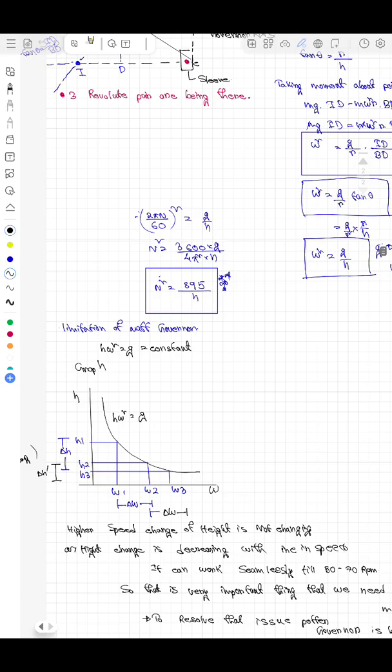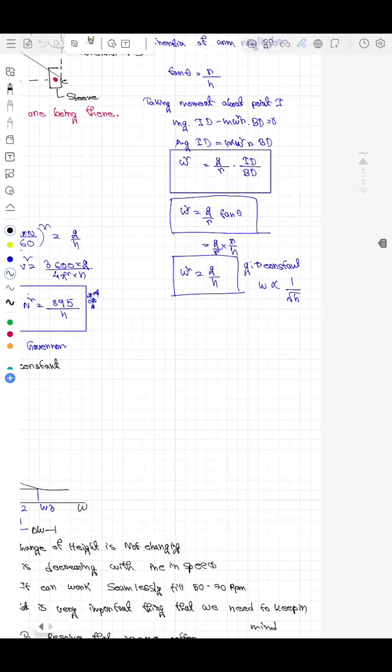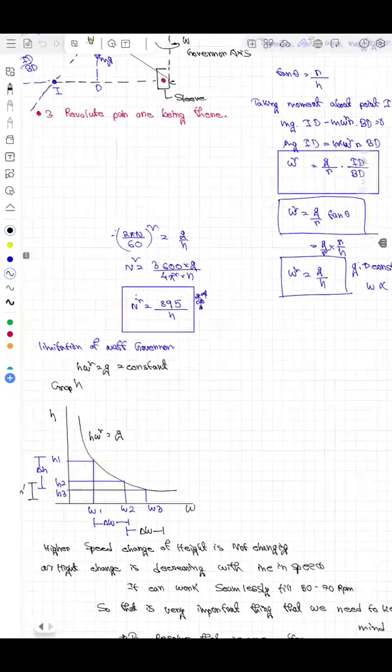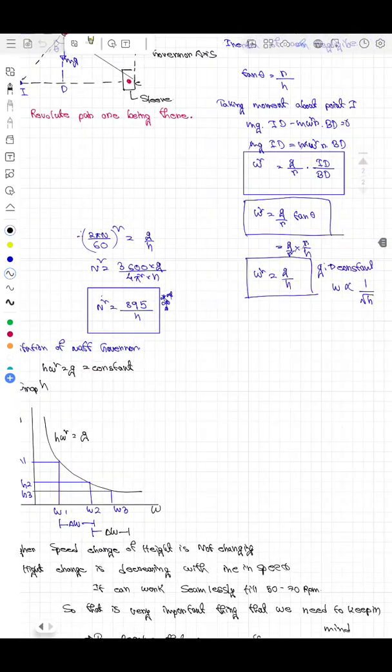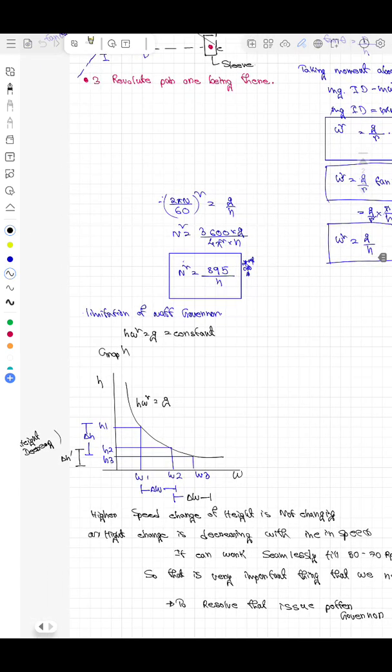If hω² equals constant, what will happen? hω² equals g, we are taking. So what will happen there? We are just taking ω getting greater, bigger and bigger, but this distance is just decreasing.